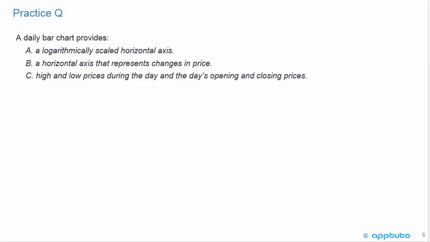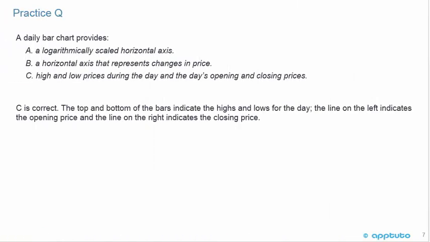The first one, a daily bar chart provides A, a logarithmically scaled horizontal axis, B, a horizontal axis that represents changes in price, or C, high and low prices during the day and the day's opening and closing prices. I think that question was pretty easy.